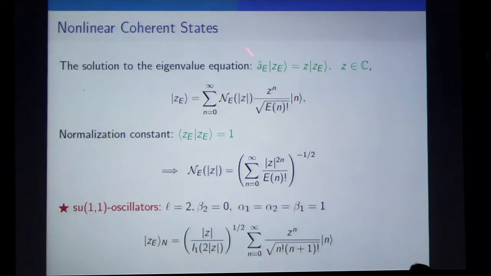If we solve this eigenvalue equation, we can show that this state is given as a linear combination of the number eigenvector states like this, where this is a normalization constant given in this expression. For example, if we choose the parameters for the SU(1,1) algebra, we found that this state receives the name of SU(1,1) coherent state.